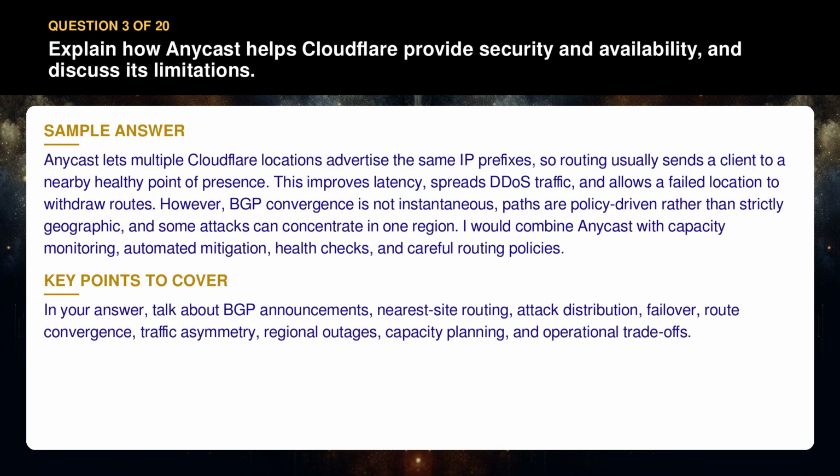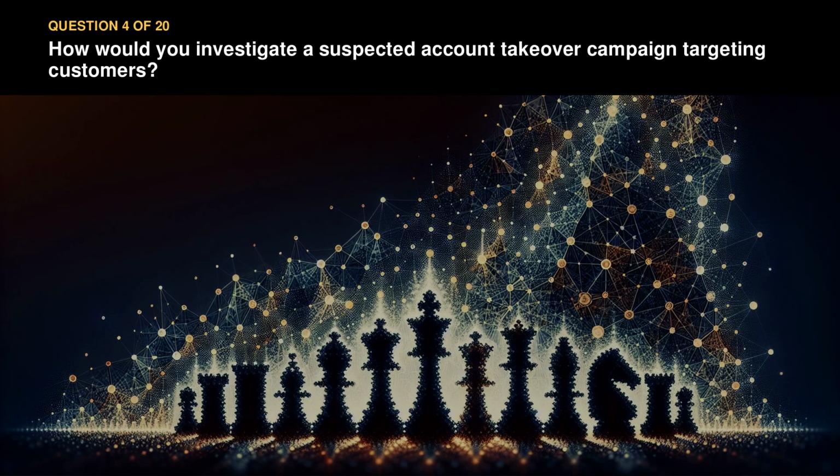In your answer, talk about BGP announcements, nearest site routing, attack distribution, failover, route convergence, traffic asymmetry, regional outages, capacity planning, and operational trade-offs. Question 4. How would you investigate a suspected account takeover campaign targeting customers?